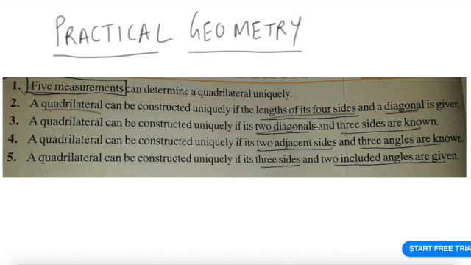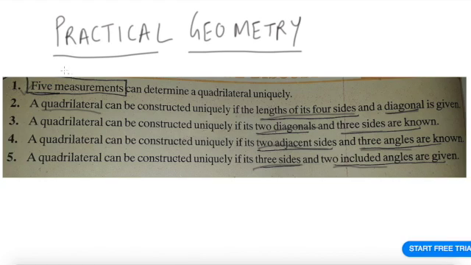If 2 diagonals and 3 sides are given to us, which means the measurements of 2 diagonals and the measurements of 3 sides are known, we can still draw a quadrilateral. If 2 adjacent sides are given and 3 angles are known, we can still draw a quadrilateral. If the measurements of 3 sides and 2 angles are given to us, we can still draw a quadrilateral.